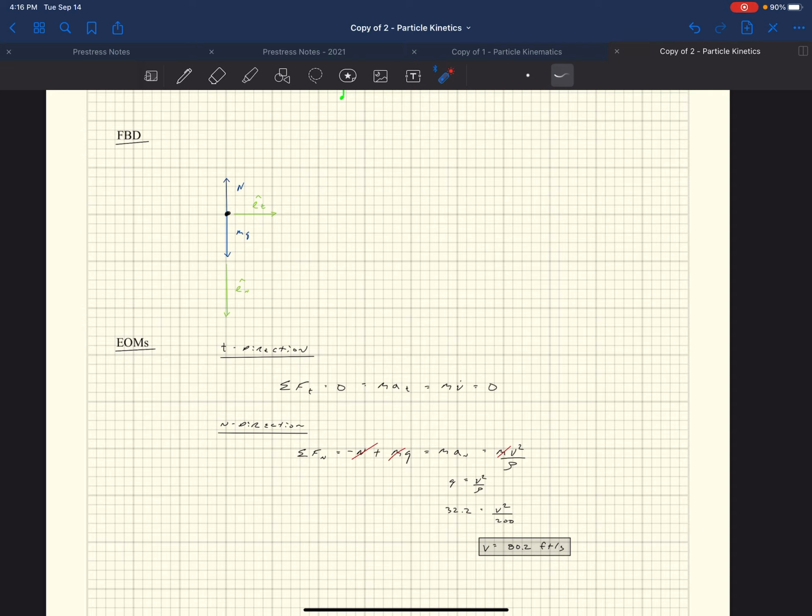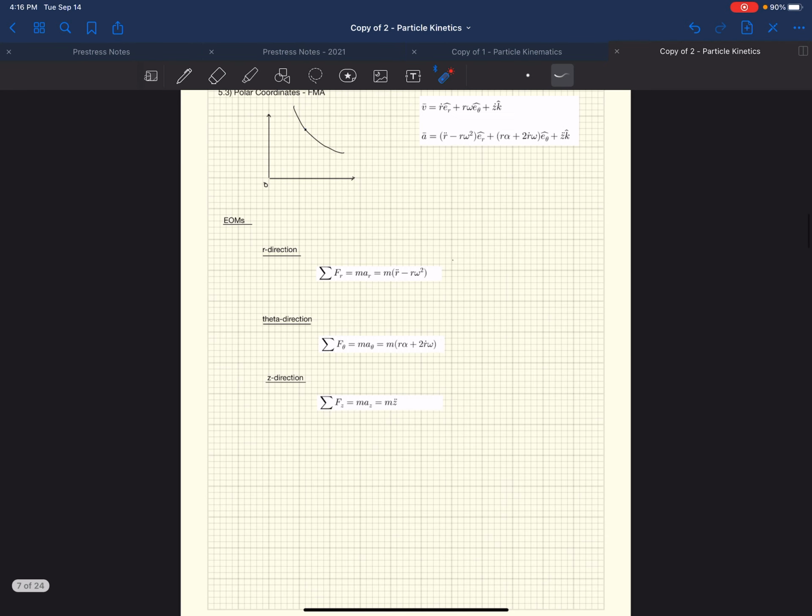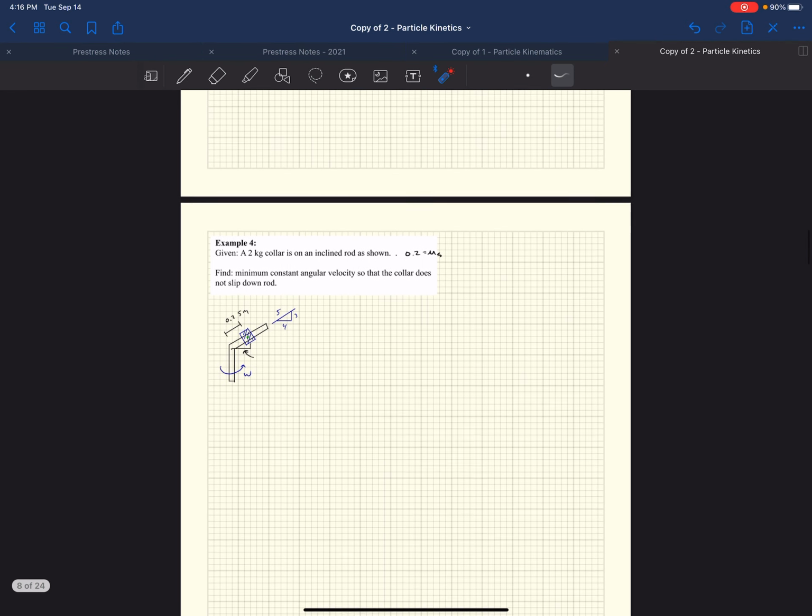I have no idea how long I've been talking here. I might need to give a little bit more. Just thinking, I forgot about orbital motion. Hold on.